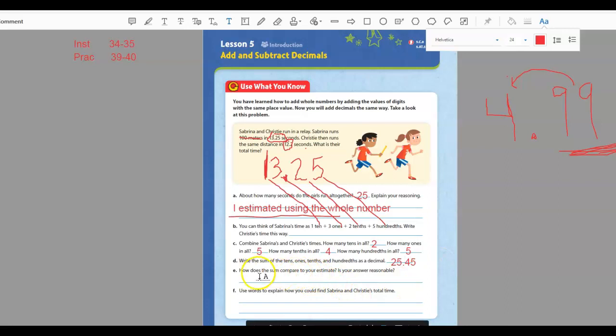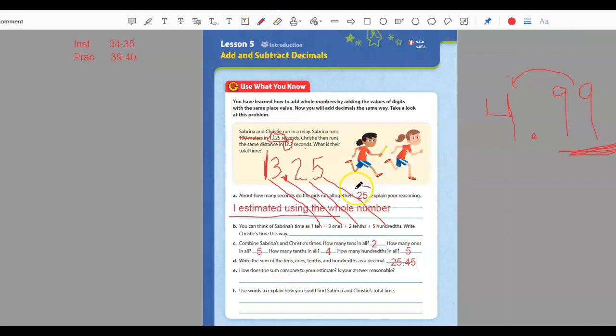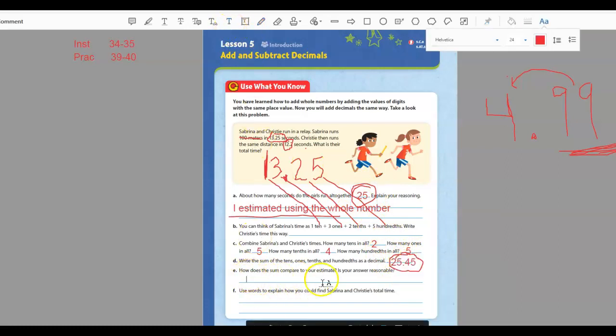Now, let's look at how this compares to what we did up here where we did the estimating. We estimated right here that it was 25. And this right here says, yep, we're pretty close to 25. So down here, we're going to write, it is very close. It says, is it reasonable? Yes, comma, it is very close. Make sure that you're answering that when it says, is it reasonable? Yes or no.